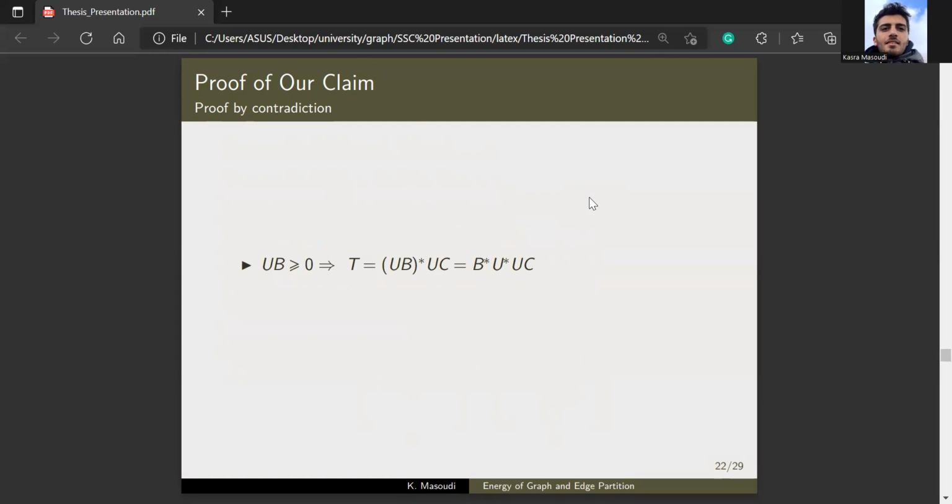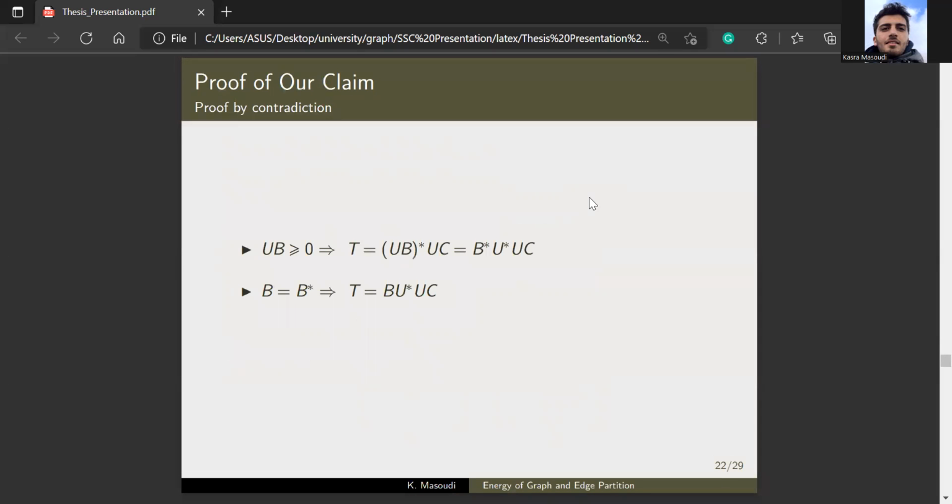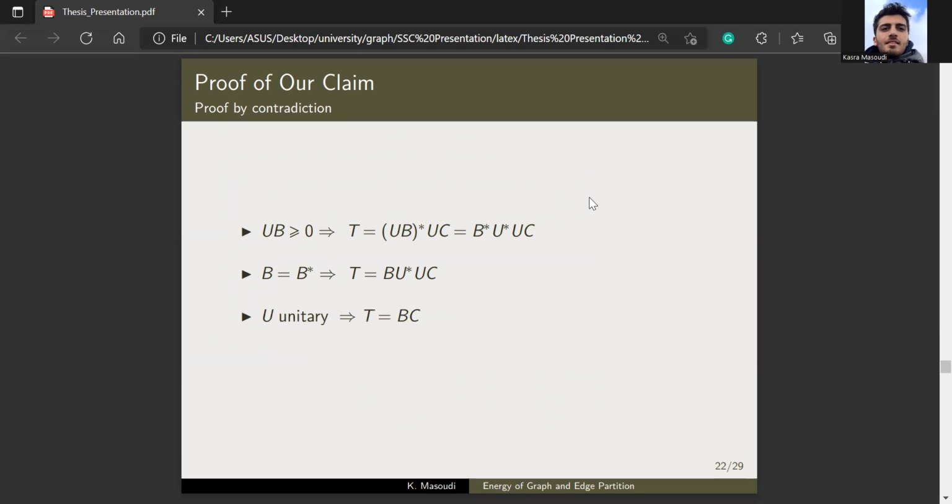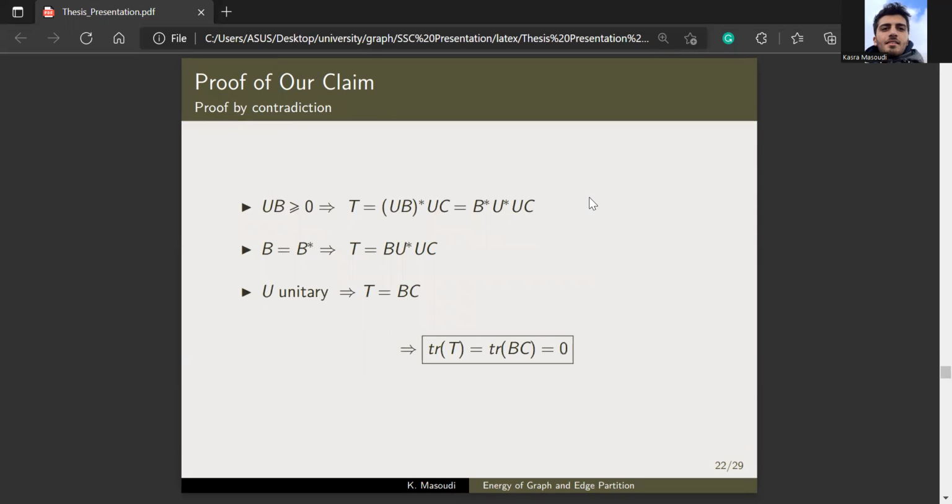We know that UB is positive semi-definite, so UB is Hermitian, then UB is equal to UB star. Hence, we can write T is equal to B star, U star, UC. And we know that B is symmetric. Then we have T is equal to B, U star, U. And we know that U is unitary, so U star U is equal to identity and T is equal to BC. We conclude that the trace of T should be equal to the trace of BC, which we have proved is equal to 0.